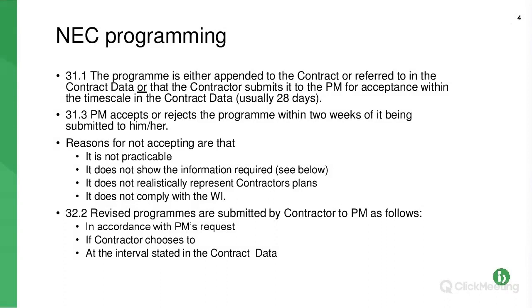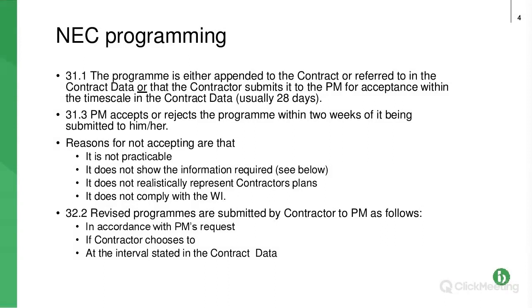So of course, if you look back at 31.1, if the programme is appended to the contract, you don't need to bother with any of these provisions. There's no acceptance or rejection, which is why it's quite good to get your programme appended to the contract to avoid this. So the next bullet point, the reasons for the project manager not accepting the programme or rejecting it, are set out there in the sub-bullet points.